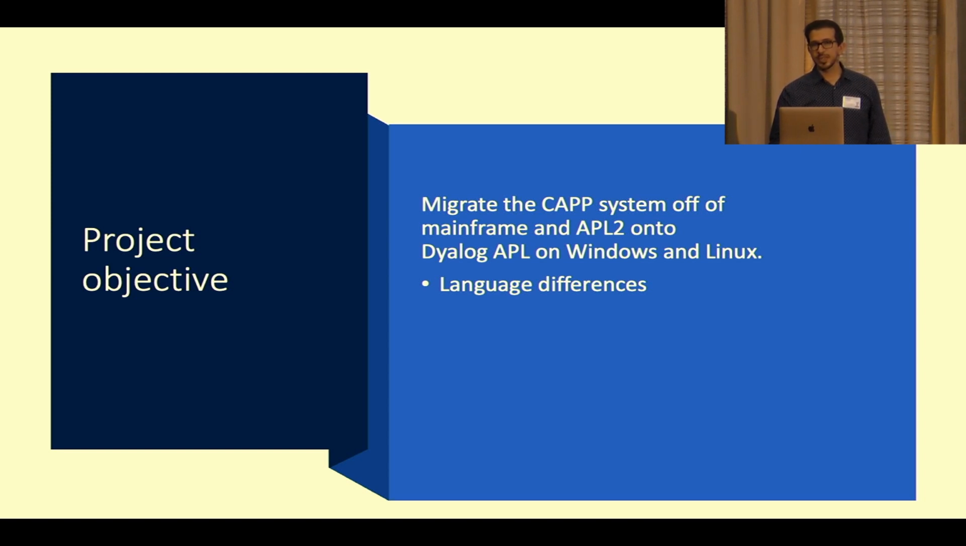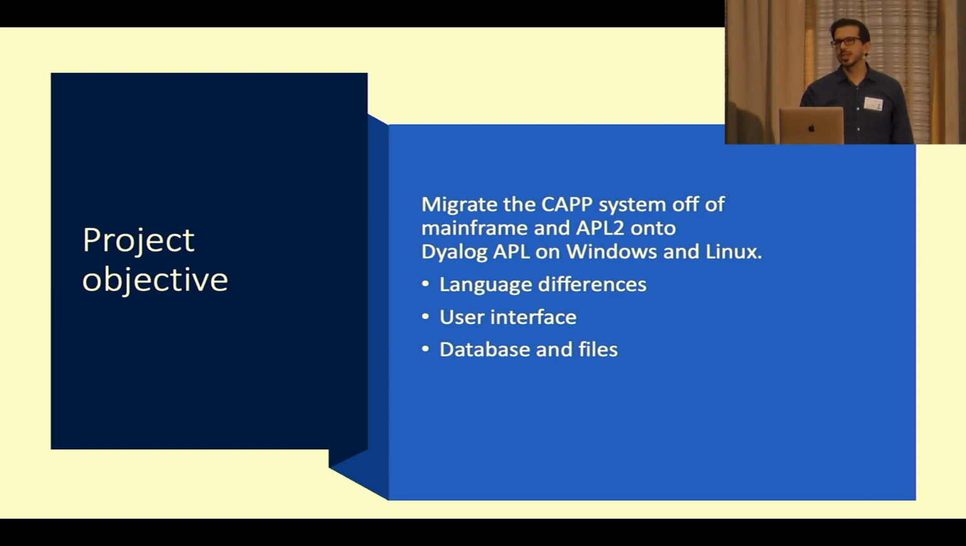Of course, we expected some language differences between APL2 and Dyalog. We knew that their user interface is using GDDM, and we've heard from presentations from Gothenburg and Volvo and Swedbank about a similar challenge with the user interface. Mike Hughes had helped them with an emulator, so we sort of knew what was coming.